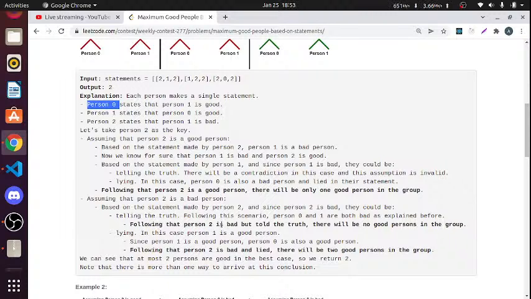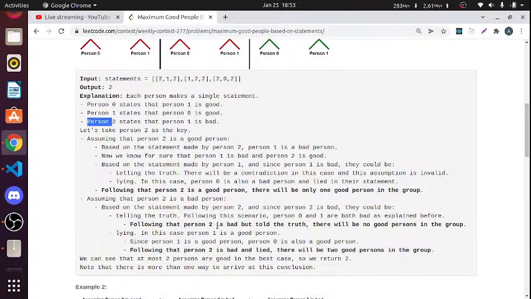Following that, if person 2 is bad, it makes sense. So if you think that person 2 is right, then person 1 will be bad, right? And if person 1 is bad, and person 0, if it is also good, then person 1 is good, but it is contradicting itself. So we can conclude that only person 2 is right.